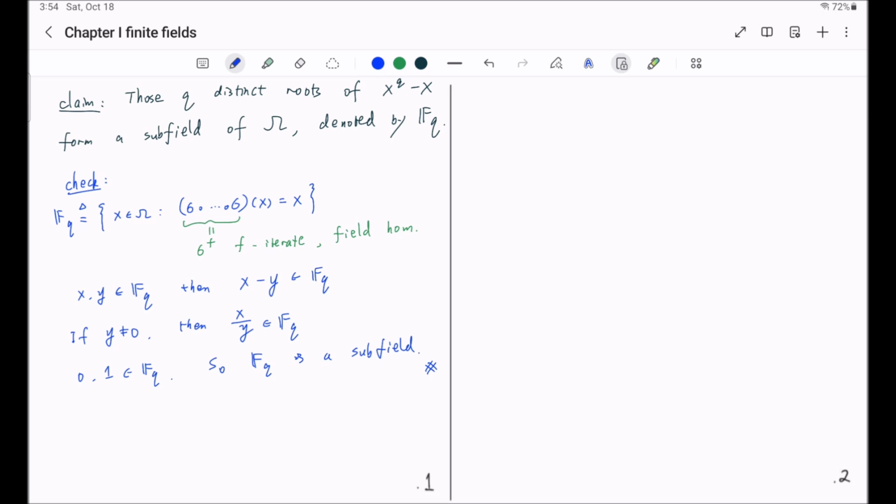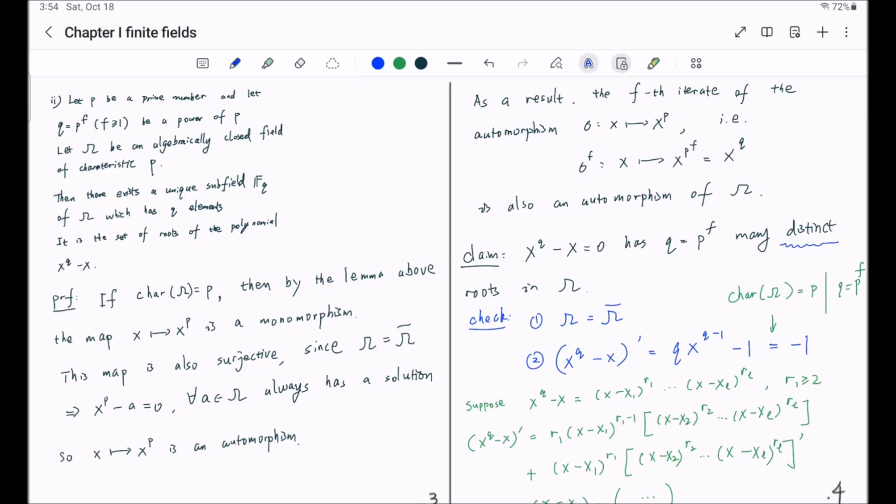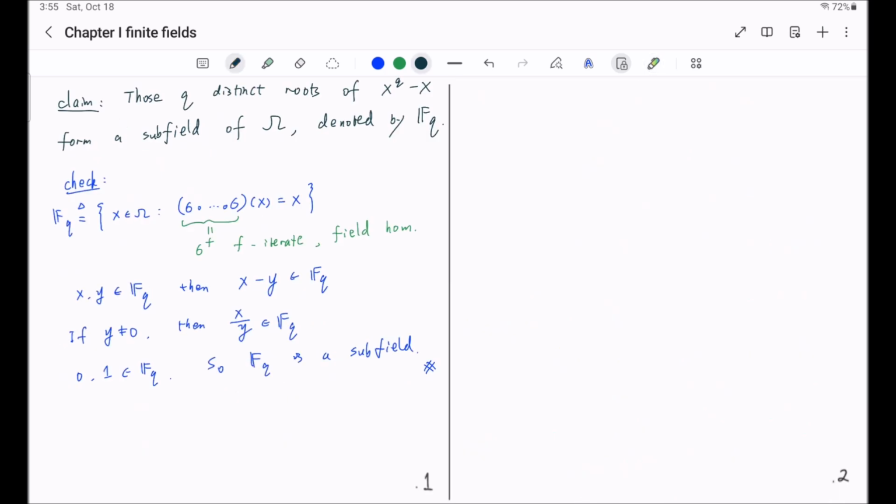Okay, now let's return to the statement of the second part of the theorem. We have proved that there exists a subfield F sub q of omega with q elements, q is equal to p to the f, and it is indeed a set of roots of this polynomial. There's one more thing to prove. We want to show that this subfield is actually unique. So why is it unique? Now let's check the uniqueness of Fq.